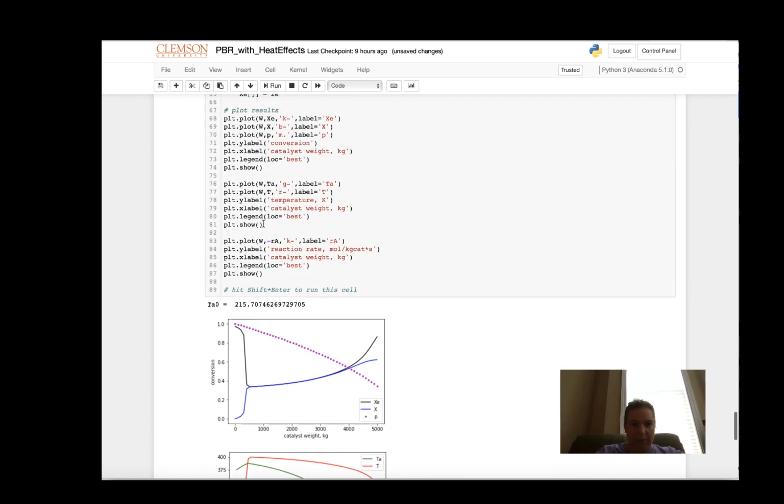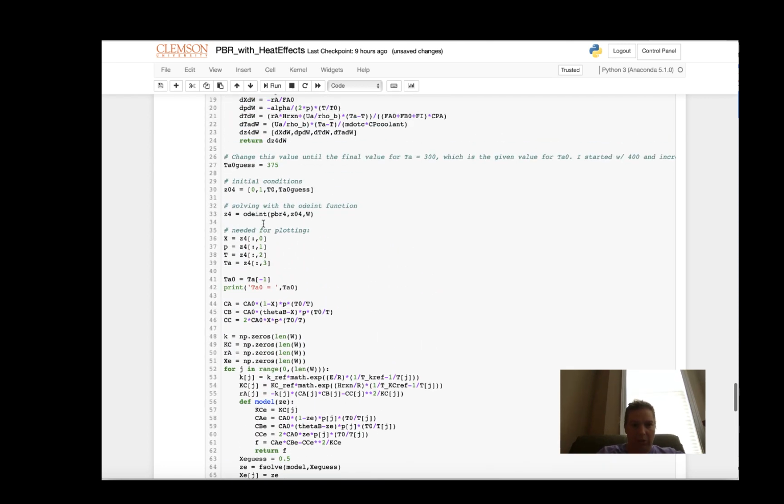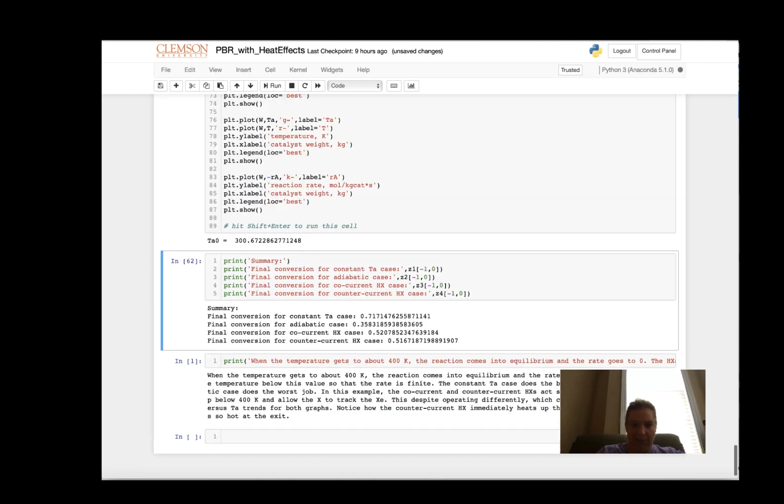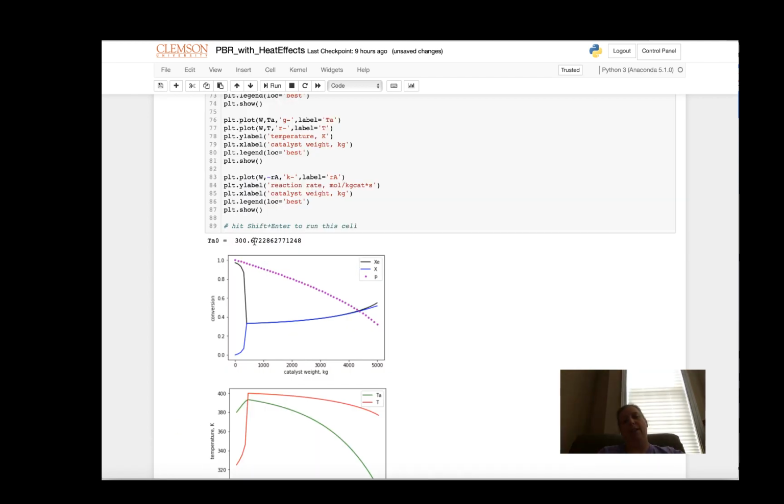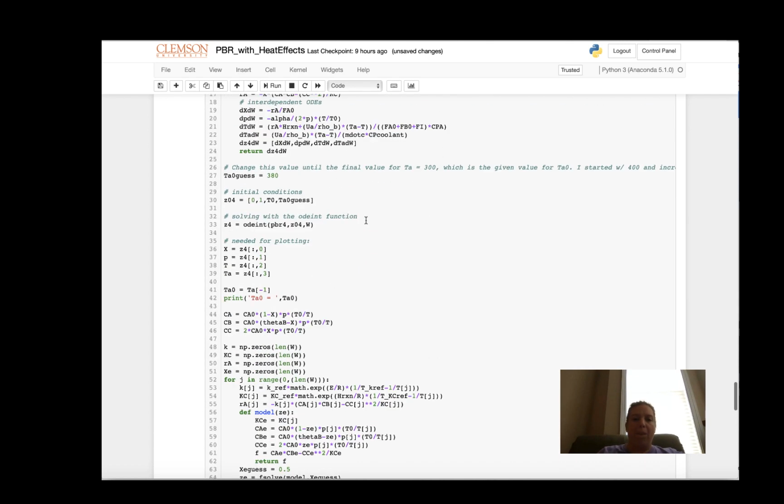I'm at like 215, still too cold. So let's just gradually bump it up. And in fact, I know what the answer is. So let's say 380. When I say that the outlet temperature is 380, that would be the temperature at W equals 0. Then the inlet temperature at W equals 5,000 is equal to this 300, or approximately there, right? So I'm not going to worry about this 0.6722, blah, blah, blah. So that's how we do that.